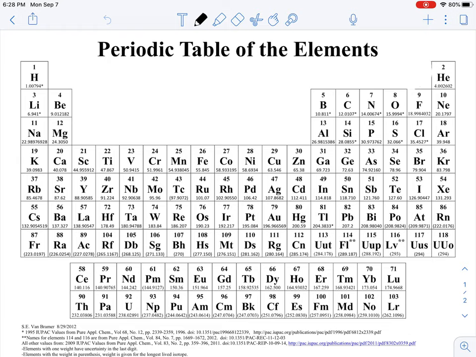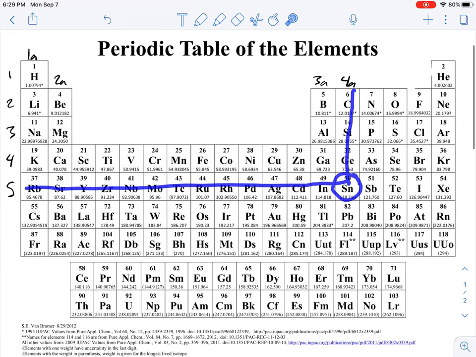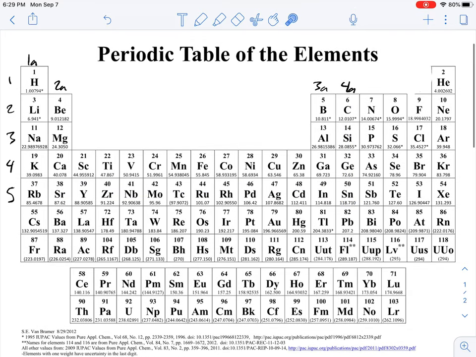Okay. So we want period 5. So this is 1, 2, 3, 4, 5. And then group 4A. Well, this is 1A, 2A, 3A, and 4A. And so we're going to go ahead and go across, and then we're going to go downward. So it looks like the element that I'm trying to identify is Sn, or tin.